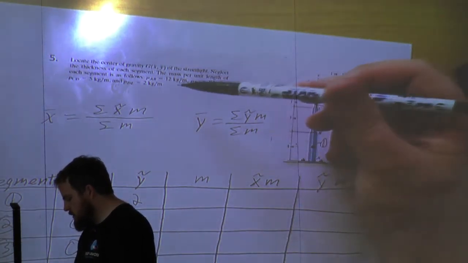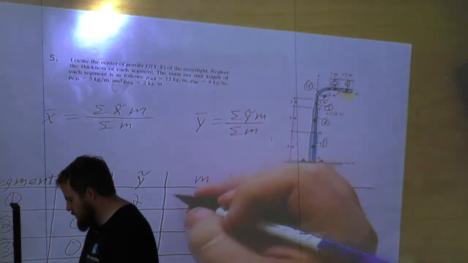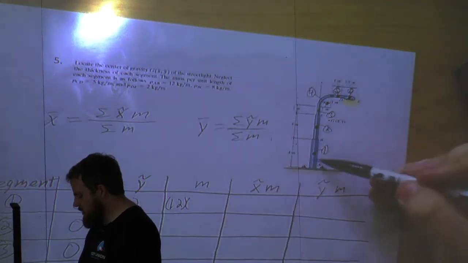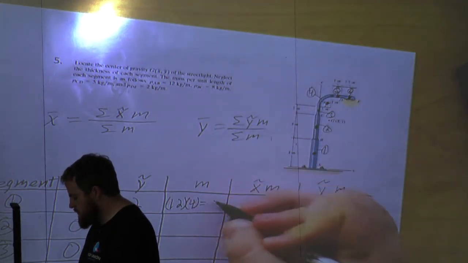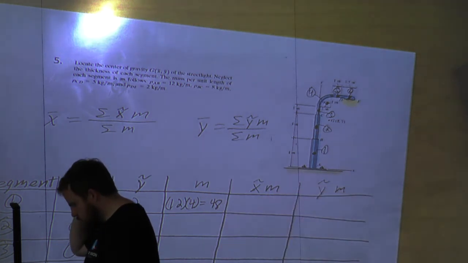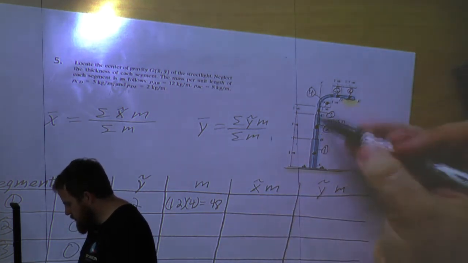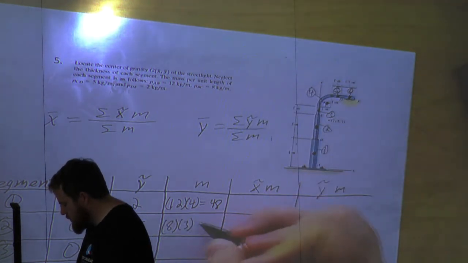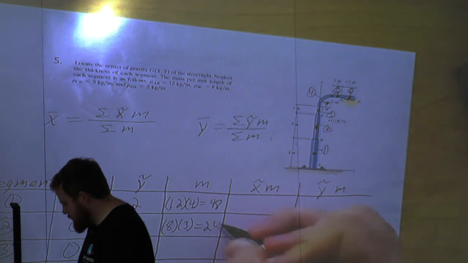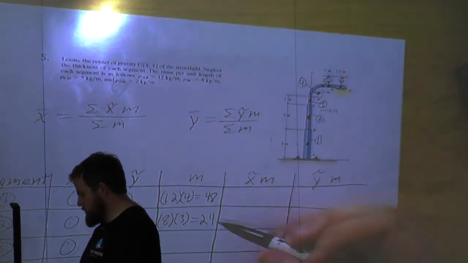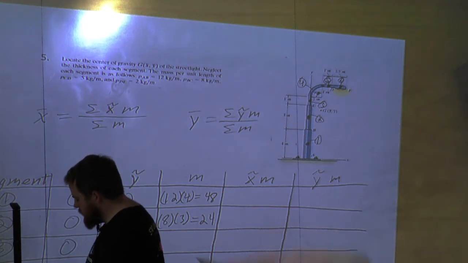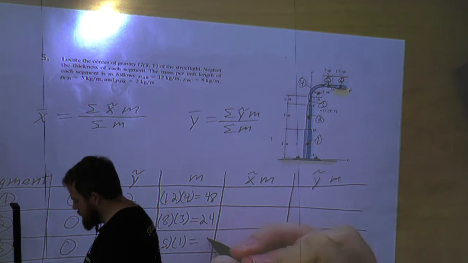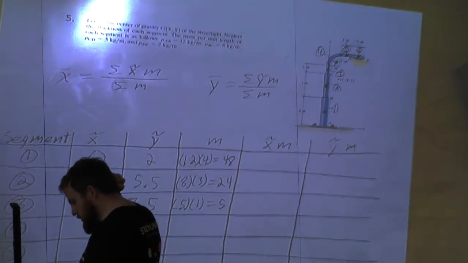The mass for these 3, I'll just do these 3 first. From A to B, we have a rho of 12, so 12 times the length, which is 4, so that's going to be 48. Then for the second part, we've got a length of 3, rho of 8, so 8 times 3 is 24. Then for 3, length of 1 and a rho of 5, so 5 times 1 is 5. I'm going to come back to 4.